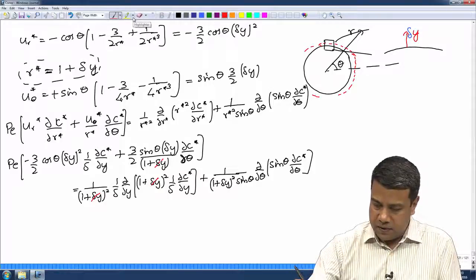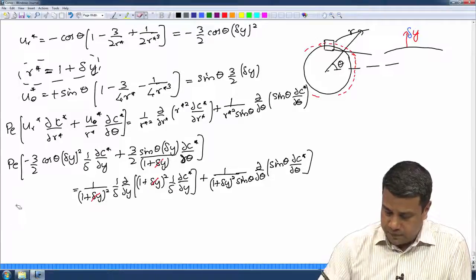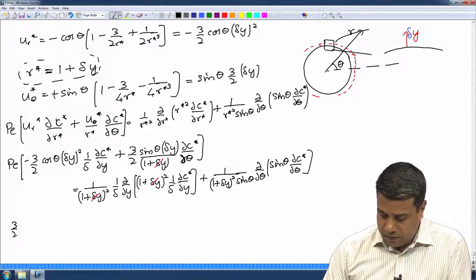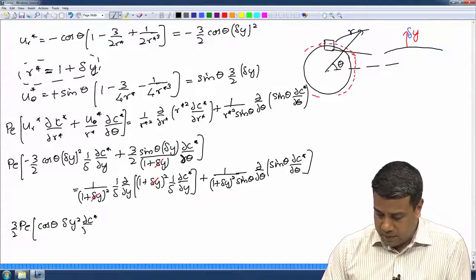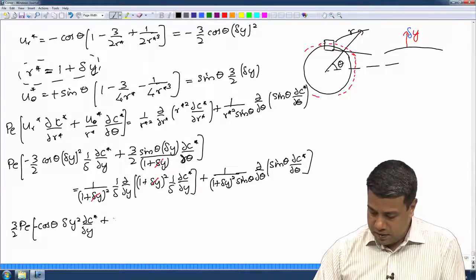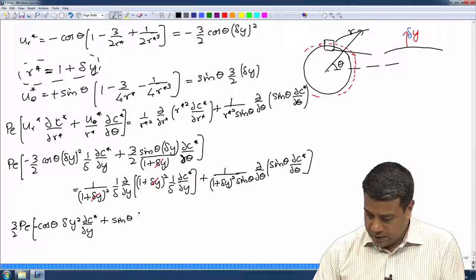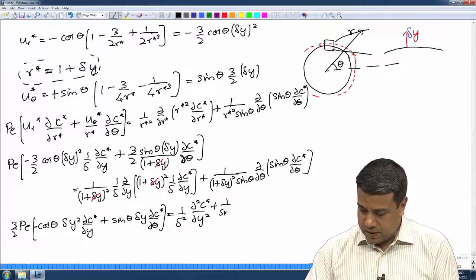And the final equation that you will get is minus 3 by 2 Peclet number into cos theta delta y square partial c star by partial y, plus, this cos theta should have a minus sign there, plus sin theta delta y partial c by partial theta, is equal to 1 by delta square partial square c by partial y square plus 1 by sin theta.